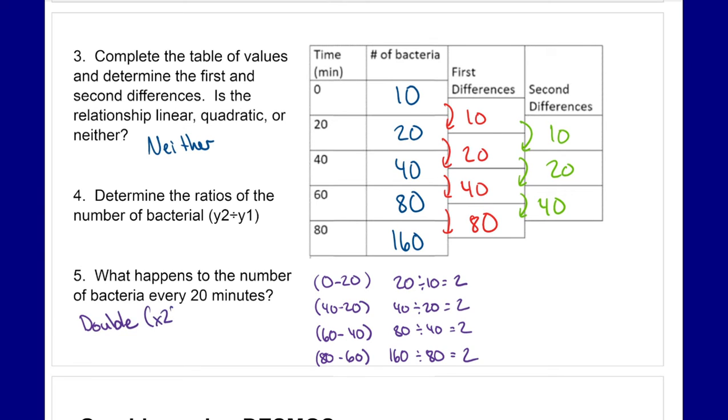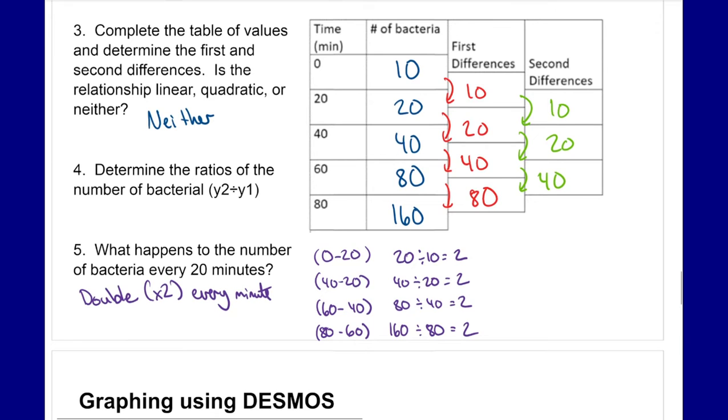We're going to say multiply by 2 every minute. And we actually see that value in the ratio. So by doubling, we're doubling the amount of bacteria. The ratio shows that we're multiplying by 2 every time. So that kind of gives us our pattern.